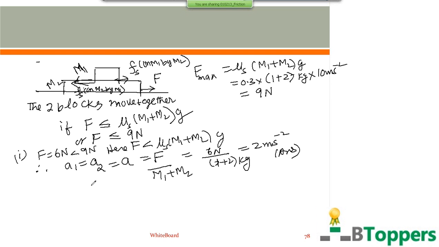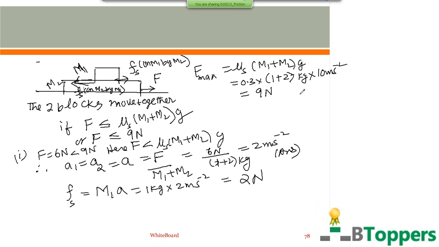So the resultant force on m1 is equal to the magnitude of the static friction force. From Newton's second law, you can write m1a. Mass m1 is given as 1 kg, and the acceleration is 2 meter per second square. So in the first part of the question, the magnitude of acceleration of each block is 2 meter per second square. The magnitude of the static friction between the two blocks is 2 newtons.